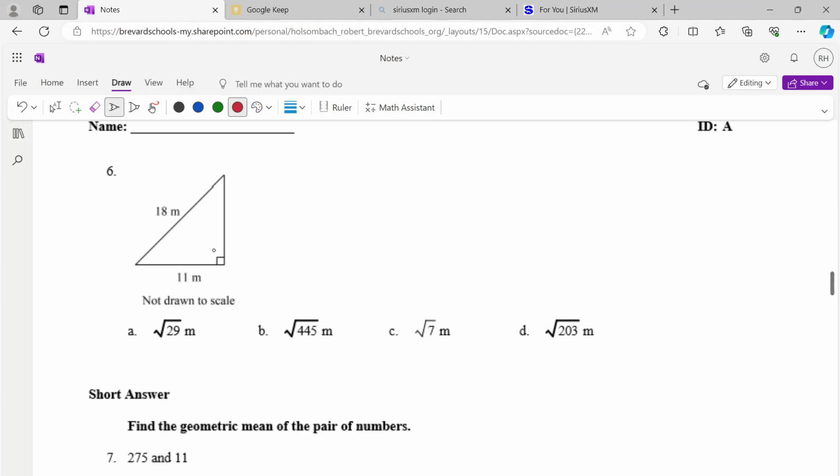Problem number 6, Pythagorean theorem again. We're going to label these sides. The sides that form the right angle are always sides A and B. The side opposite or across from the 90-degree angle is side C. So in this case, we have 11 squared plus B squared. That's equal to 18 squared.